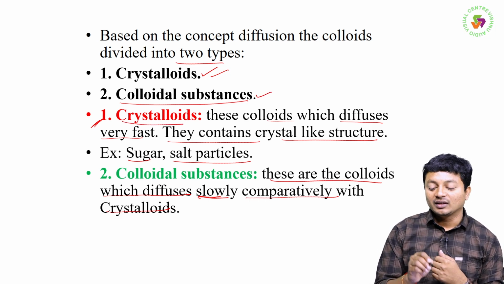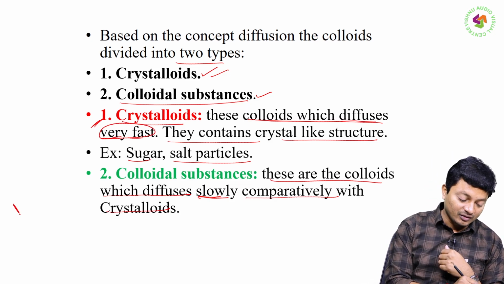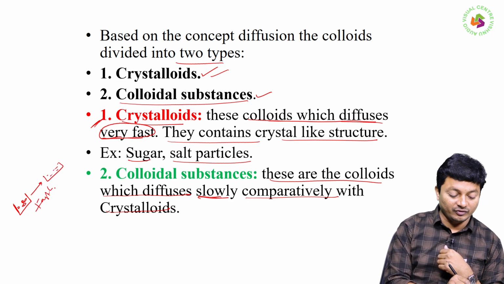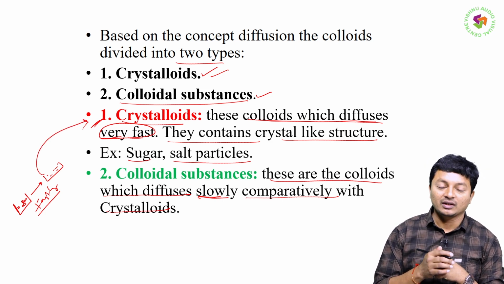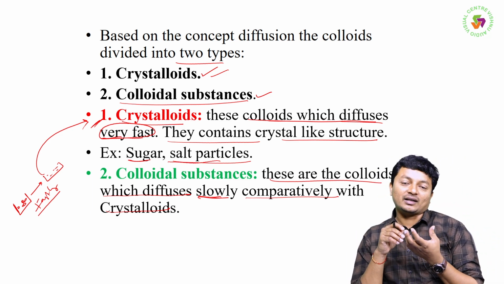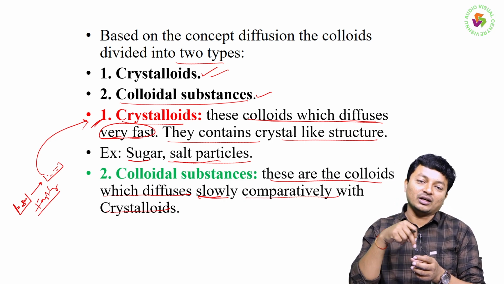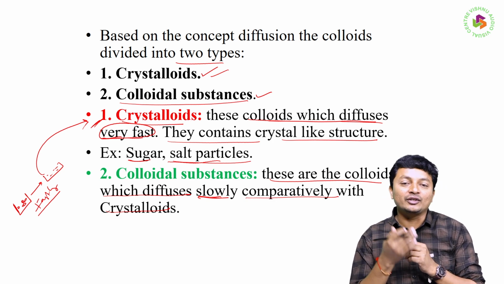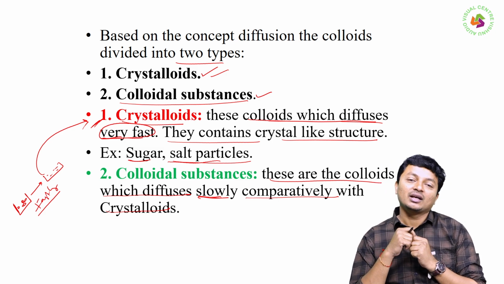What are crystalloids here? These are the colloids which diffuse very fast, from high concentration to low concentration, very fast. This kind of substance is considered a crystalloid. Examples: sugar and salt. Why sugar and salt? Because when you add a cup of salt or sugar to a glass of water and just stir it, within seconds the sugar completely dissolves in the water, and that phenomenon is known as crystalloid.